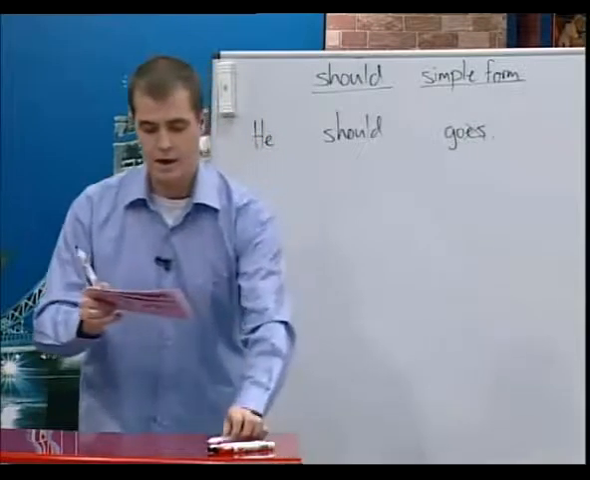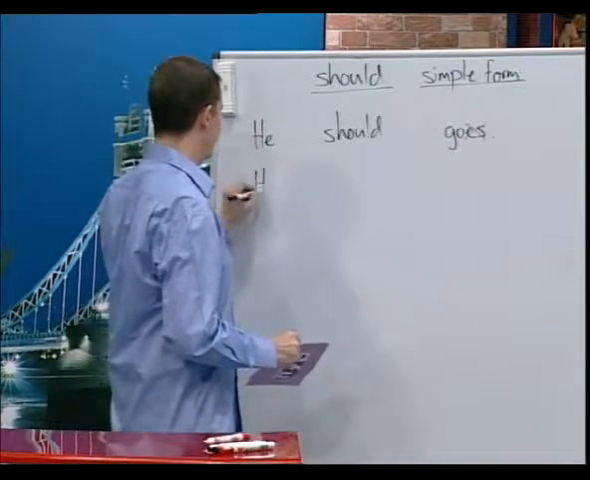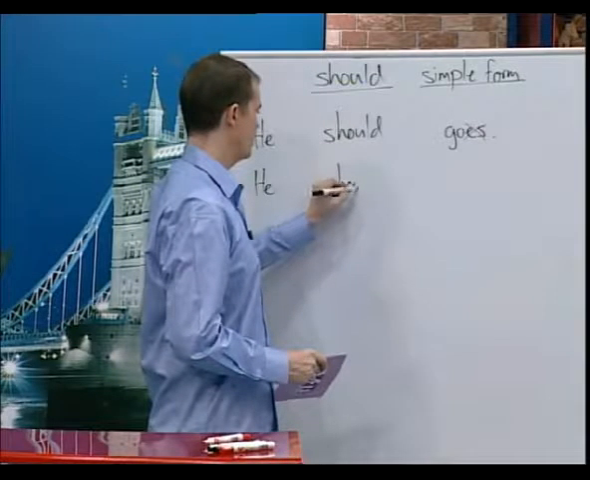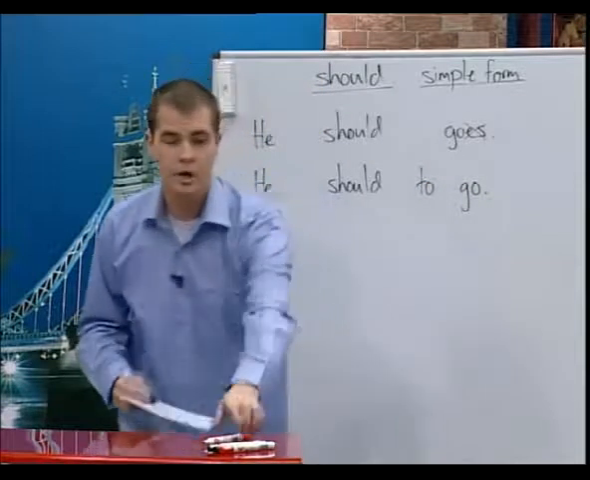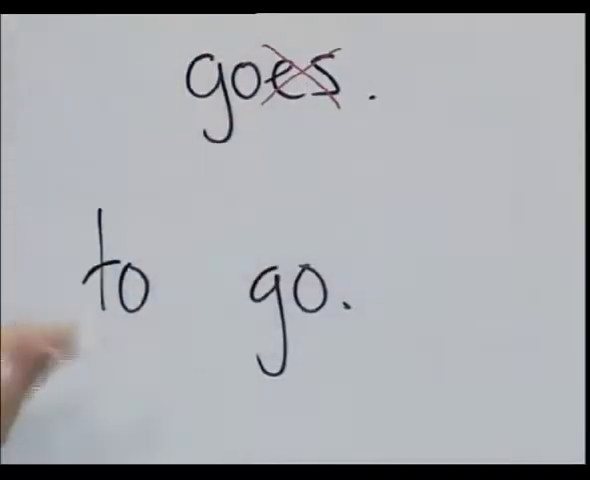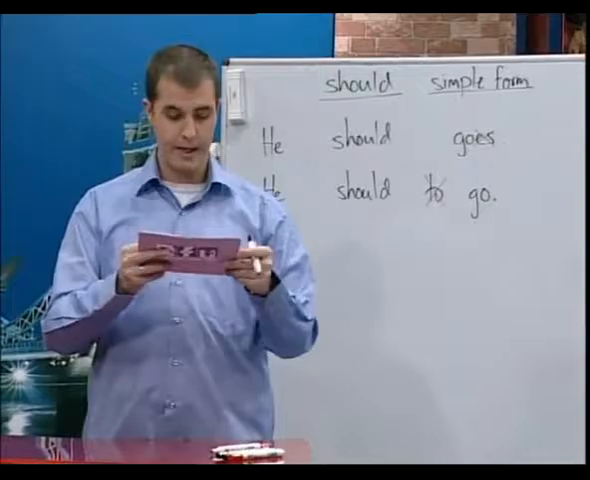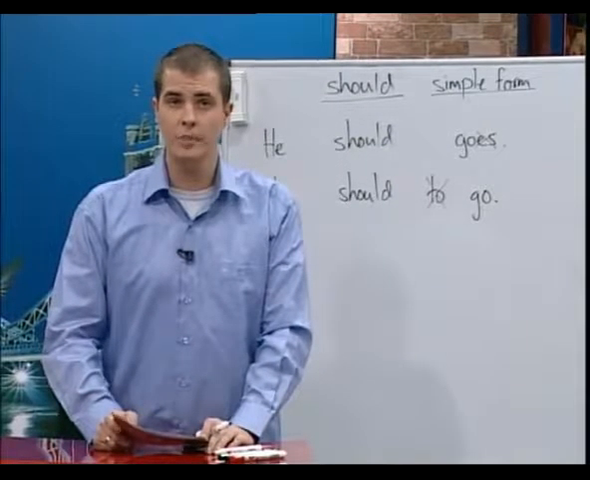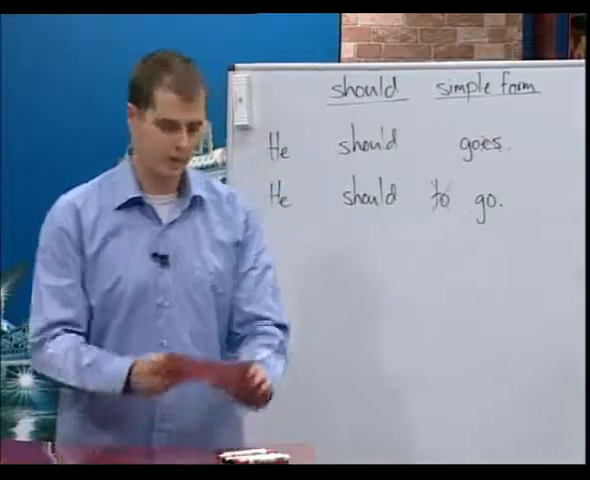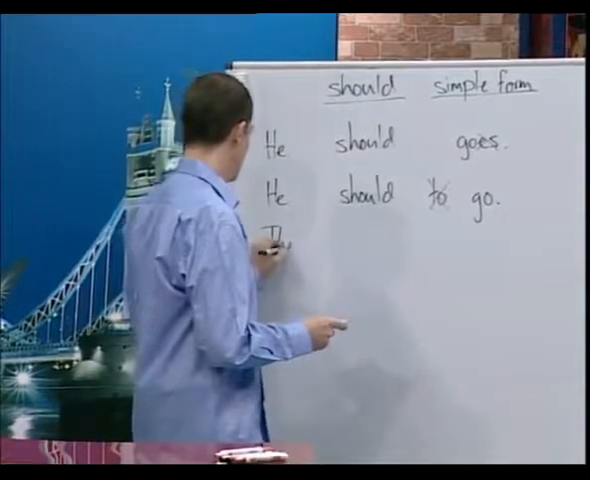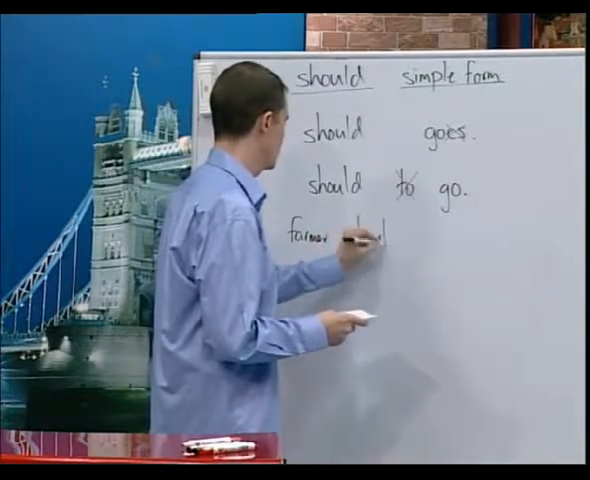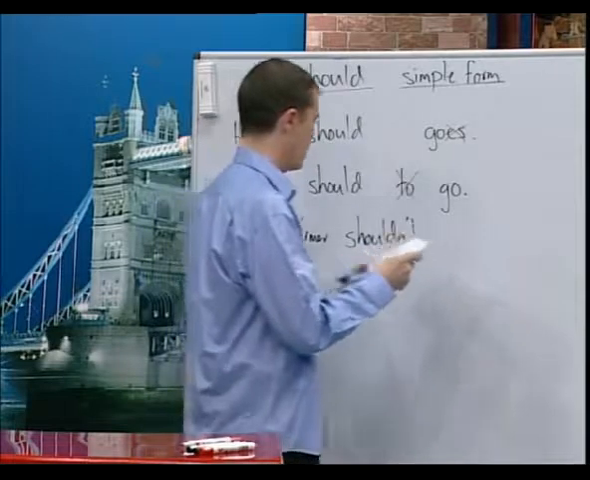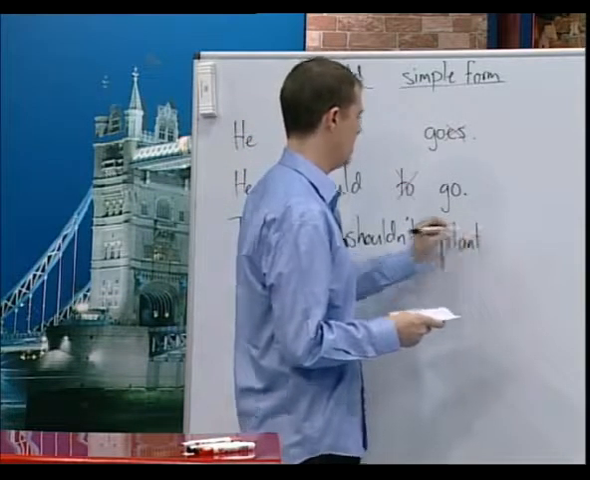Let's do another one. Infinitives also are incorrect. He should to go. It's wrong because to go is not the simple form. He should go. It's easy. We have a negative, the negative of should is should not or shouldn't. So the farmer, and then we'll put it here, shouldn't, the farmer shouldn't plant, simple form, his crops.